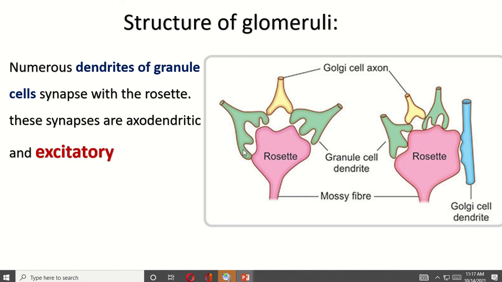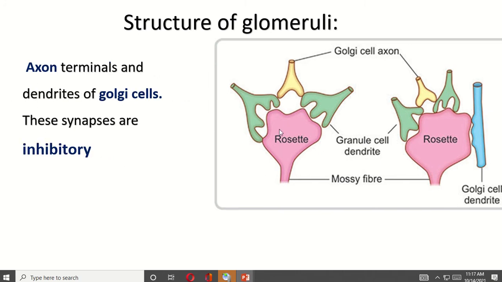These are the dendrites of the granule cell. It synapses with the axons, the mossy fiber, and this synapse is axodendritic and it is excitatory. The axons and dendrites of the Golgi cell also synapse with the rosette, and these synapses are inhibitory.